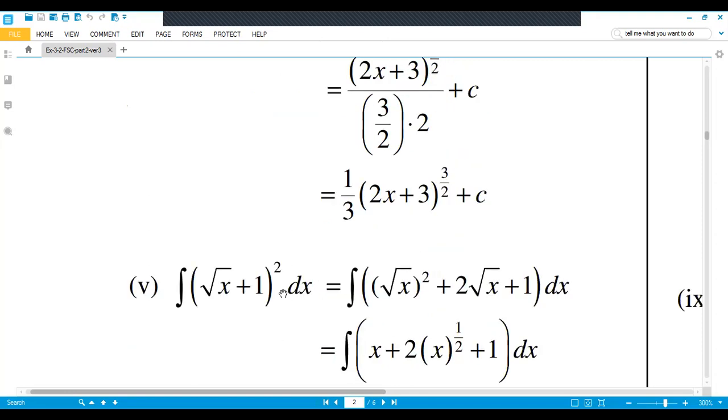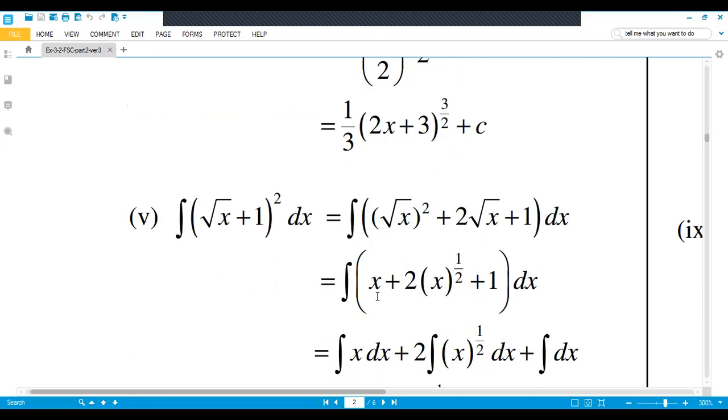Now come to the next question. Here you have given under root x plus 1 whole square. So you open it with the whole square formula. You know that (a plus b) whole square is a square plus 2ab plus b square. So a square is under root x square, plus 2ab, 2 into under root x into 1, plus b square, 1 square. So square and square root cancel: x plus 2x power 1 over 2 plus 1.